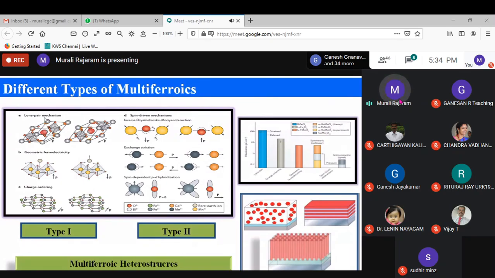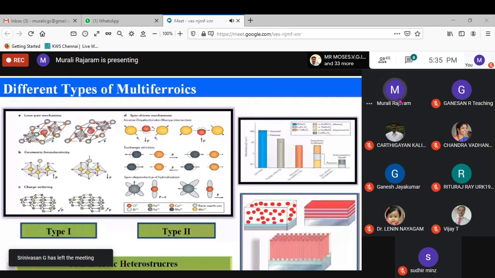In this lone pair mechanism, your electric polarization comes from the A site ion, and magnetic polarization comes from the B site ion. And in the material called geometrically ferroelectric material, the arrangement of atoms geometrically frustrates, which induces electricity. If time permits, I will also give some examples on this one.